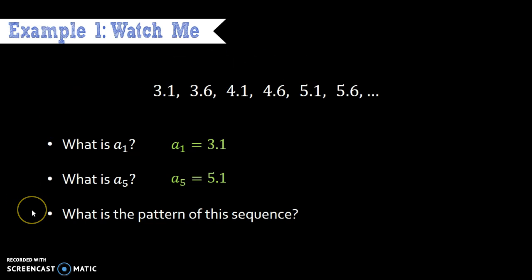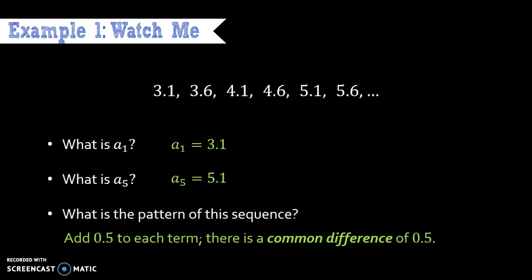And the third question, what is the pattern of our sequence? We're going to figure out how our pattern changes as we move from term to term. You probably saw that the pattern is you have a 1/10 and then a 6/10 over and over again. We are adding 0.5 or 1/2 to each term. Since that's an addition change that's happening every single time, that is a common difference of 0.5.